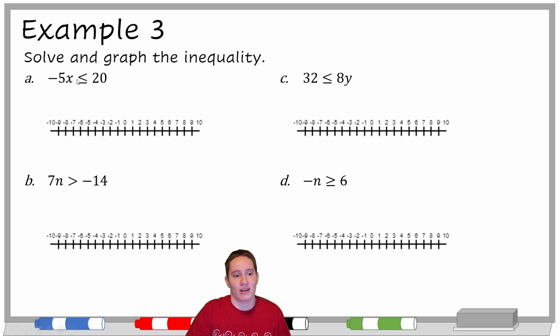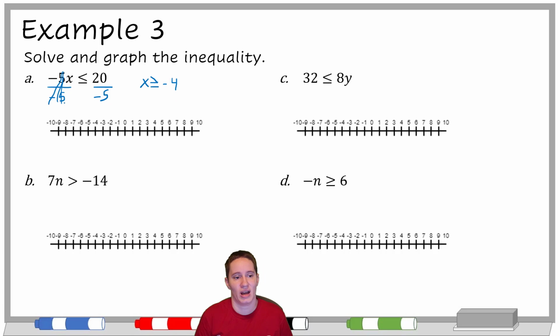We've got -5x is less than or equal to 20. So what I want to do here is divide by -5 on both sides. But because I divided by -5, I'm going to flip my inequality around so that it is greater than or equal to instead of less than or equal to. And then 20 divided by -5 is -4.